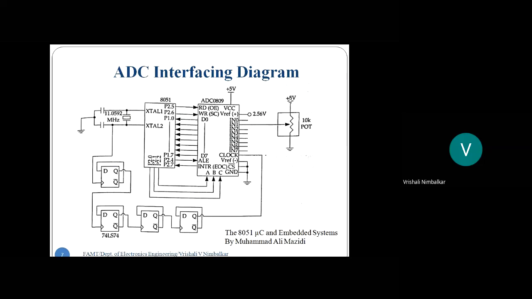And just for example purpose, they have shown here a pot. It can be temperature sensor LM35. It can be pressure sensor, anything. Any sensor output will be connected as an analog input.